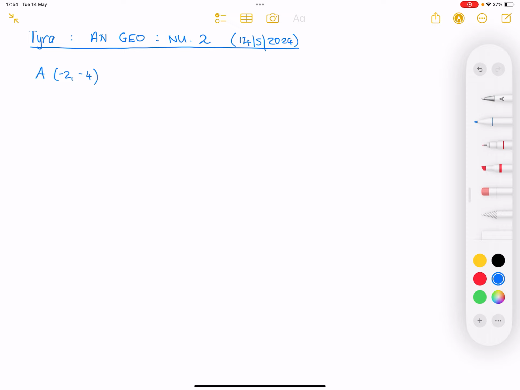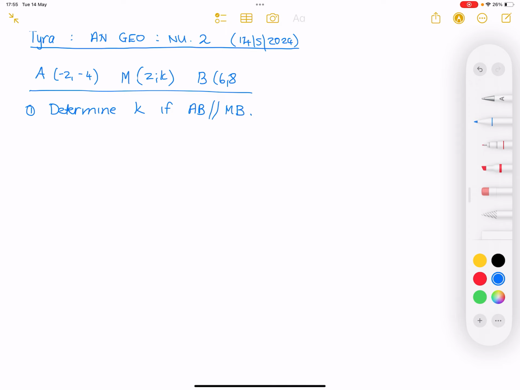Then they give you the point B, that is 2k, and you have the point M. You see, sometimes you easily read wrong. And then you have the point B, 6, 8. Now the question is: determine K. The first question is determine K if AB is parallel to MB.